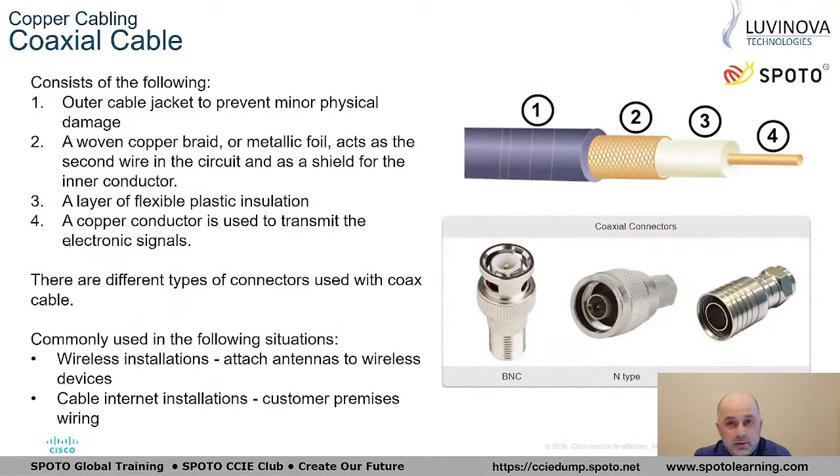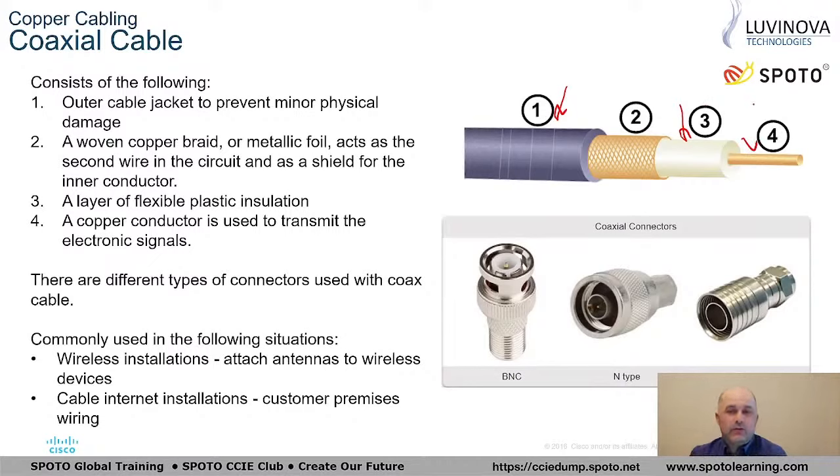Coaxial cable. Coaxial cable consists of the following. The outer jacket is to prevent physical damage. Always we need an outer jacket or rubber to prevent physical damage. Then a woven braid and metallic foil acts as a second wire and circuit, as a shield for the inner conductors. Then, third, a layer of flexible plastic insulation, and the fourth is actually our copper core.